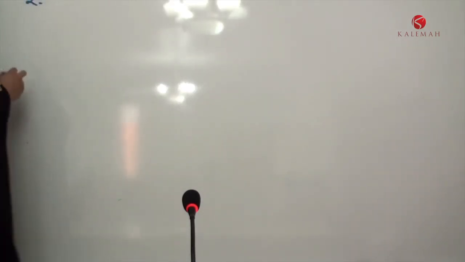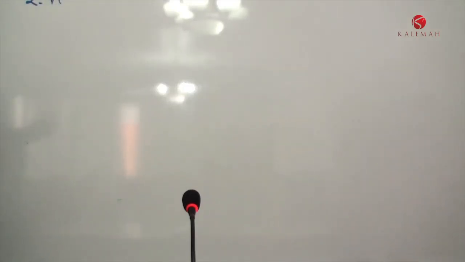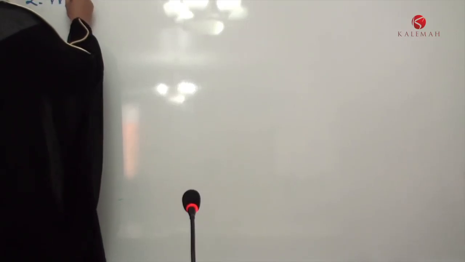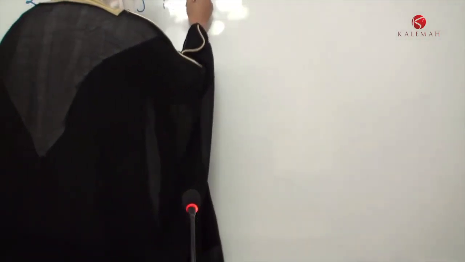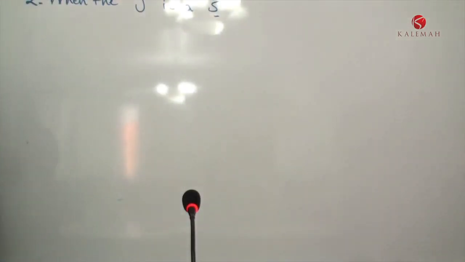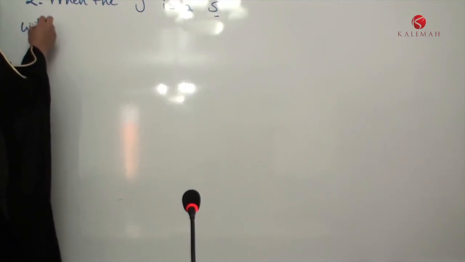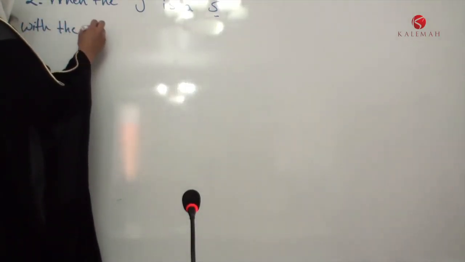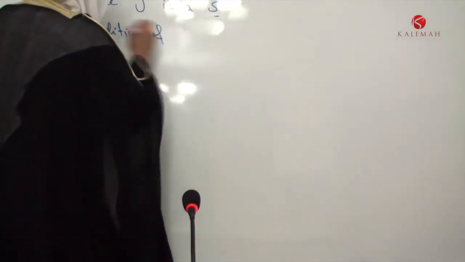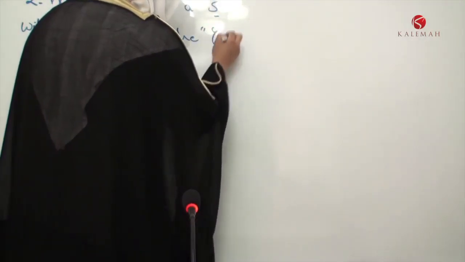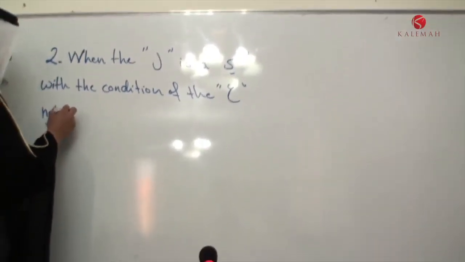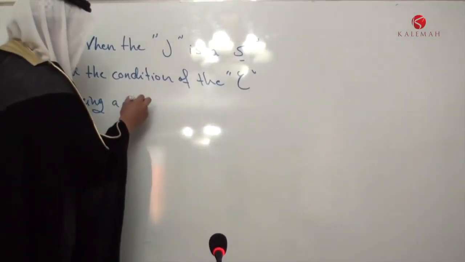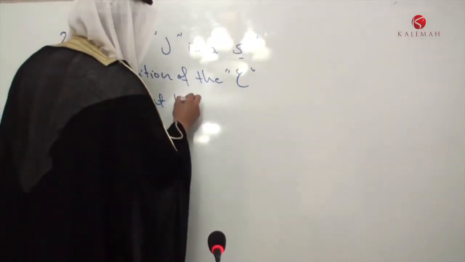So number 2, okay, we gave you number 2. Number 2 is what? When the lam is a ya, with the condition that the ain is not one of the throat letters.